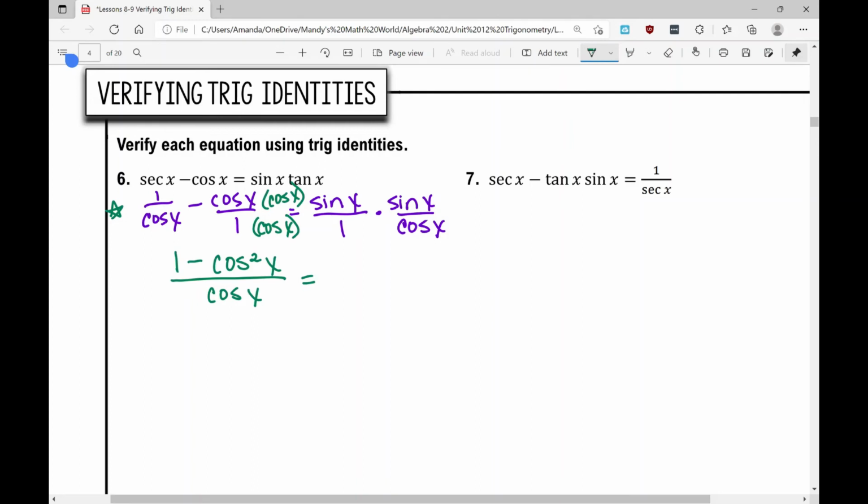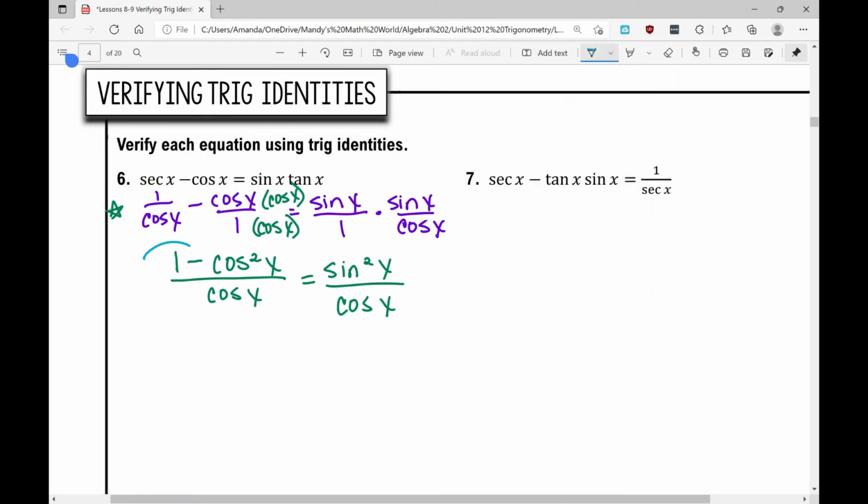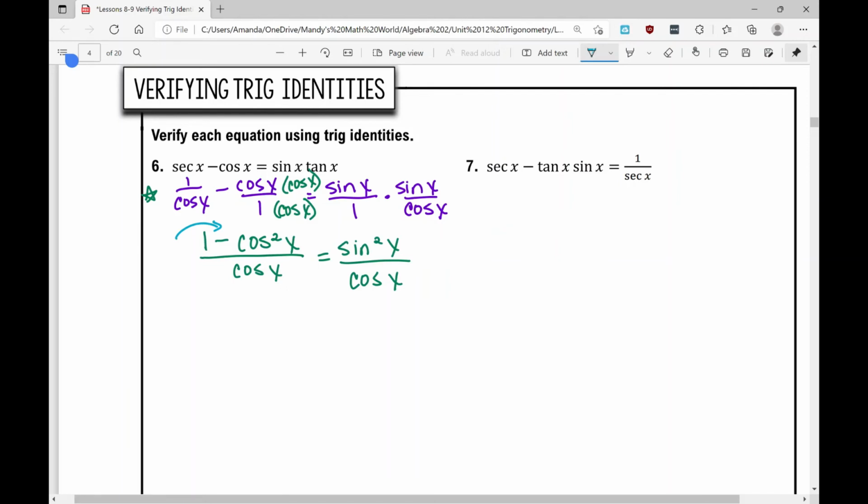Sine x times sine x equals sine squared x over cosine x. And now you may recall that anytime I see 1 minus something like that, I think, is it a Pythagorean identity? So let's go down here. I know the Pythagorean identity is sine squared x plus cosine squared x equals 1.